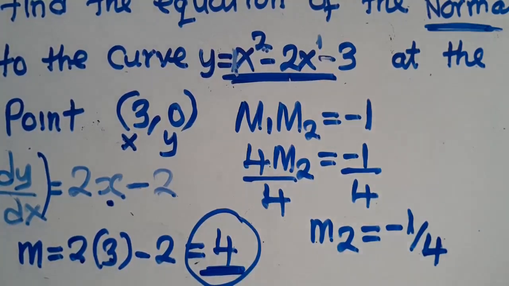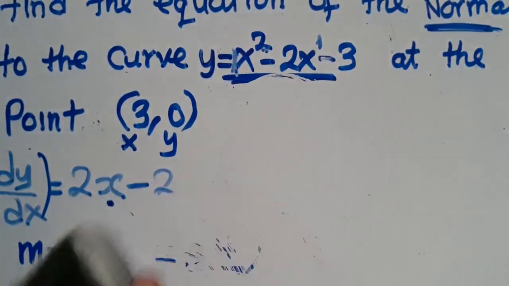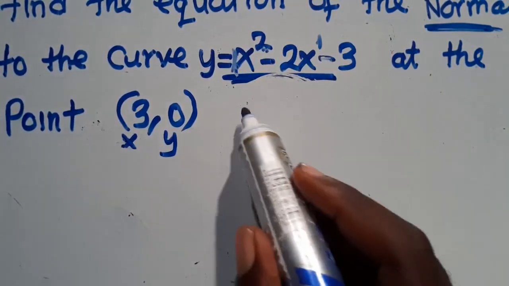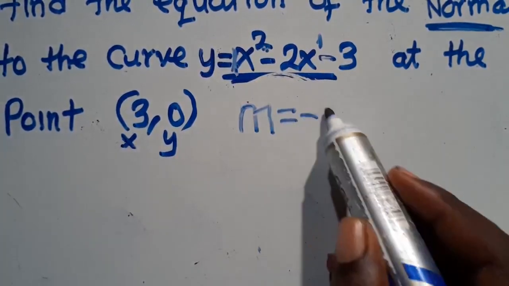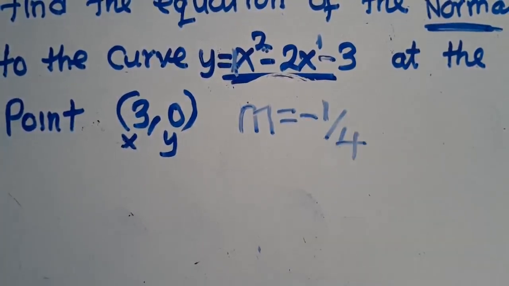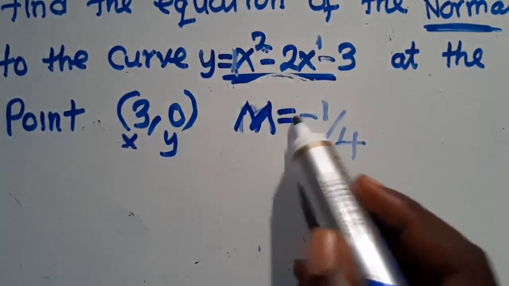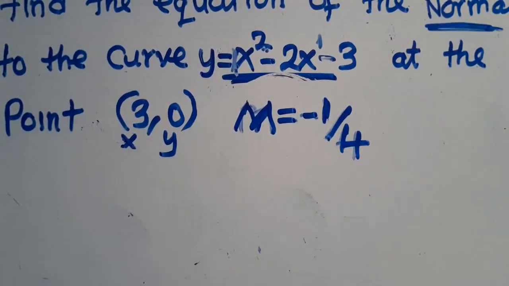Hope you've seen how I've calculated this. So this is the gradient that we are going to use. So I'm even going to write it there. Gradient, what is our gradient? Gradient, we say negative 1 over 4. That is our gradient that we are going to use on this particular question.